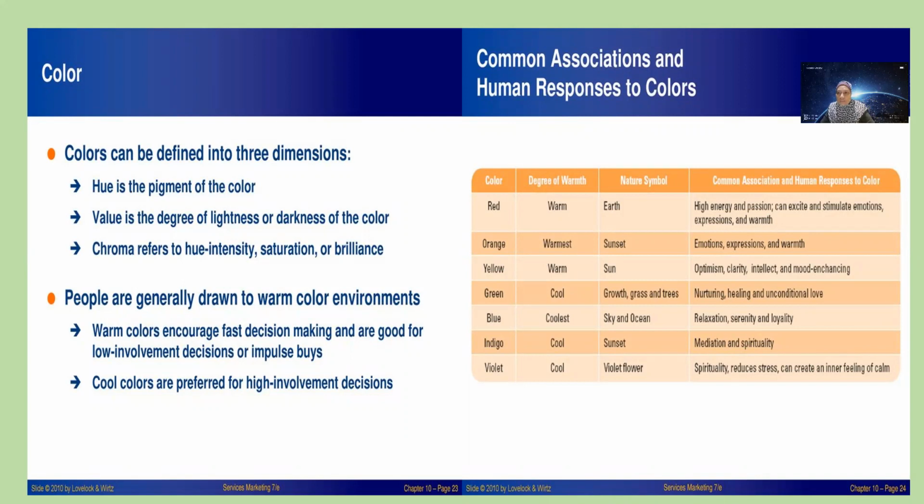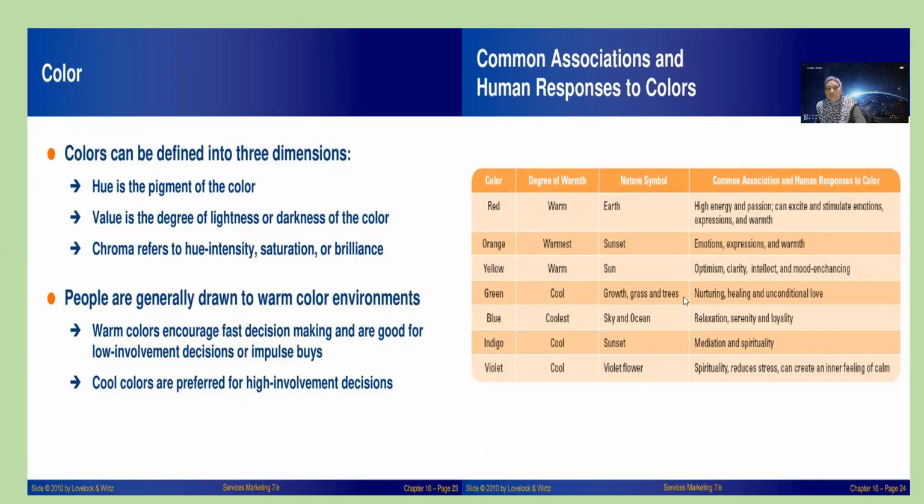As mentioned here, colors can be defined into three dimensions. The hue, the pigment of the color. Value, the degree of lightness or darkness of the color. And chroma refers to hue intensity, saturation, or brilliance. People are generally drawn to warm color environments. Warm colors encourage fast decision making, good for low involvement decisions or impulse buys. Cool colors are preferred for high involvement decisions.